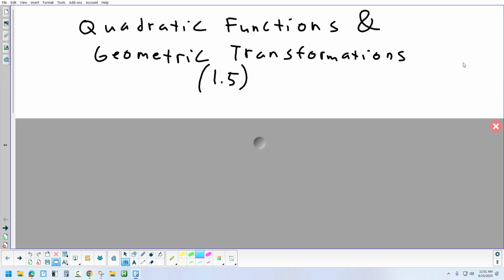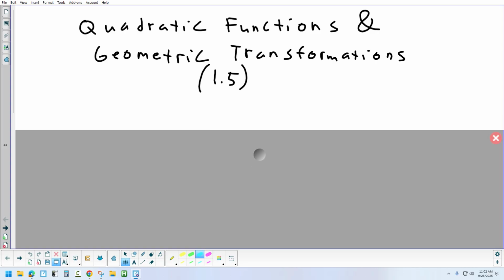Today we're going to take a look at 1.5. 1.5 and 1.6 are the last two sections we do in chapter 1, so this is the second to last for chapter 1. We're going to look at transformations, so how you can take a function and shift it left and right and up and down, or stretch it. Mostly just stretching up and down today. And we're going to focus on doing that with quadratics.